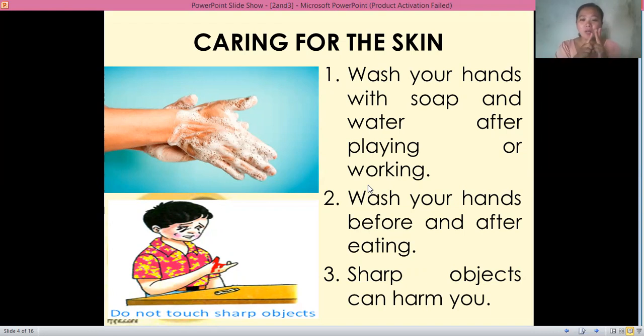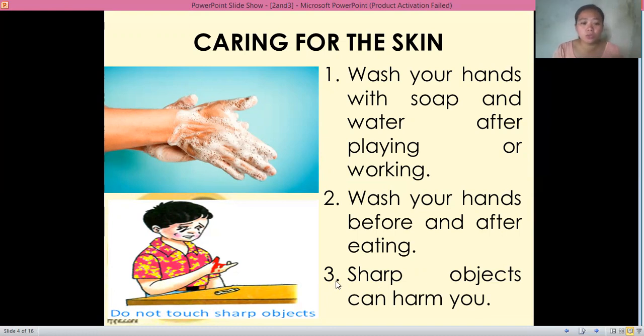Okay. Now let's go to rule number 2. Wash your hands before and after eating. So before you eat, you need to wash your hands. Even though you're going to use a spoon and fork, you need to wash your hands. And then after you eat, wash them again. Now for rule number 3 for how to take good care of our skin, please read number 3. Ready? Go.